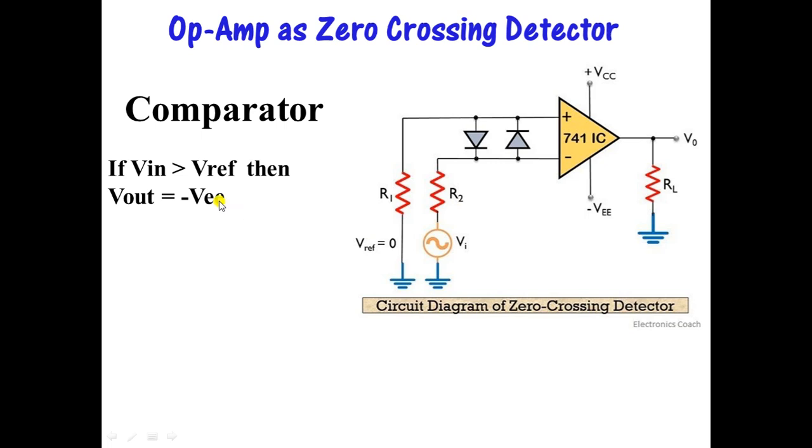Now here in this case V in is greater than V ref, meaning the voltage connected to the negative input terminal is greater, and because of that the negative saturation voltage, that is minus VEE, is your output. Okay, clear? Then the second case will be if V ref is greater than V in.